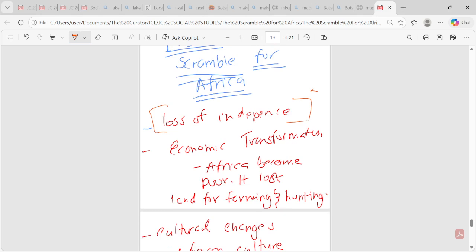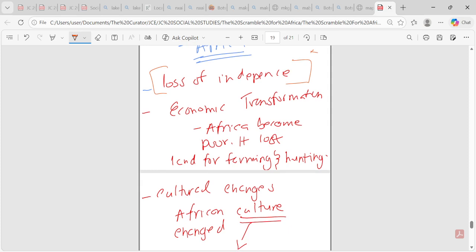There was also this economic transformation that happened in Africa. Africa became poor. It lost the land for farming and hunting. The land that would have been used for farming and for hunting was now taken by the settlers. Remember, one of the terms of the Berlin Conference, in order for a country to colonize another country, should have settlers in that place. So the settlers are going to take that land, and so Africa became poor because it primarily relied on farming and land. So if you lose your land, you become poor.